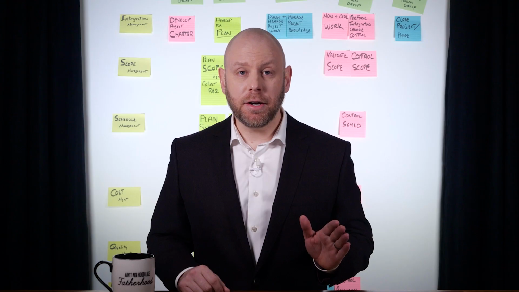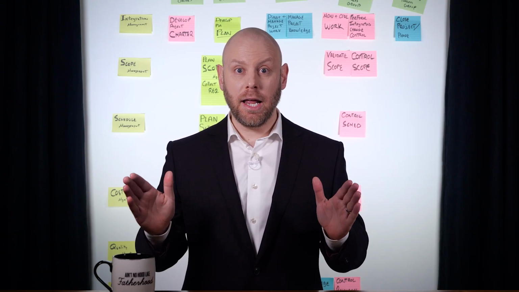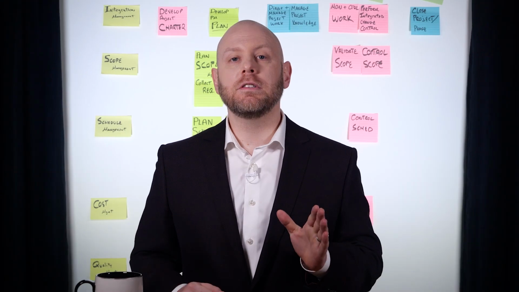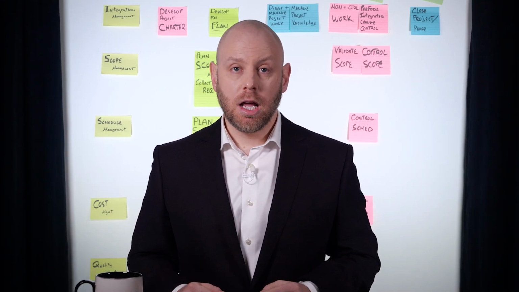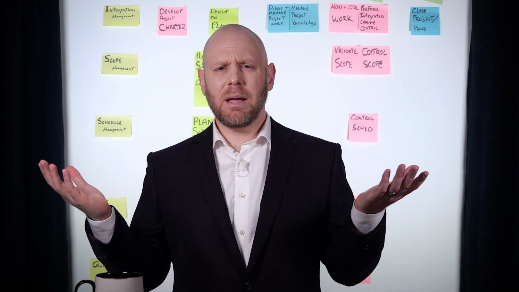The bun has been buttered, and it's time for the meat of this burger that we call the planning process. The first step is developing the project management plan. The PMBOK defines this as the process of defining, preparing, and coordinating all plan components and consolidating them into an integrated project management plan. What does that mean?